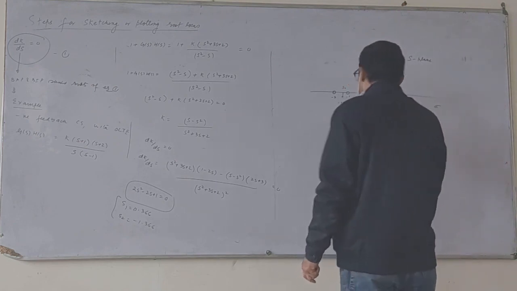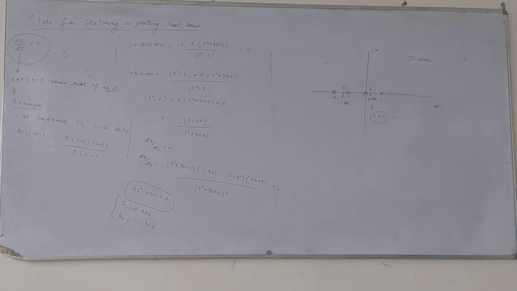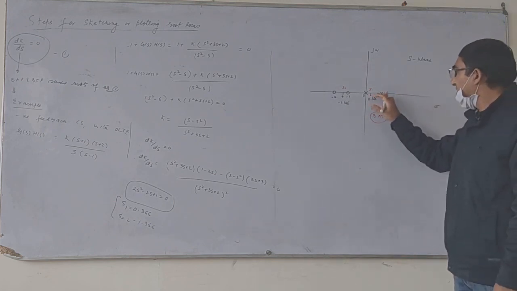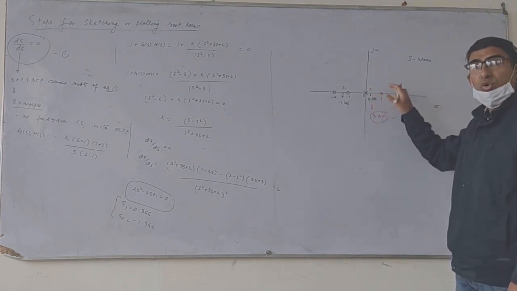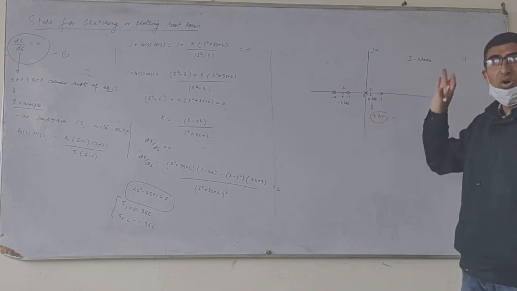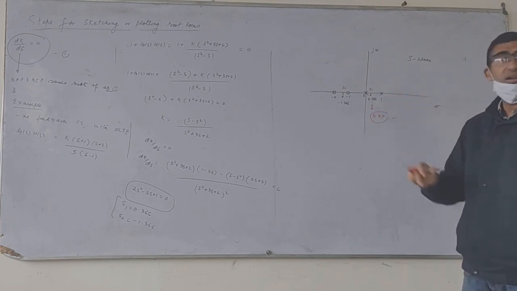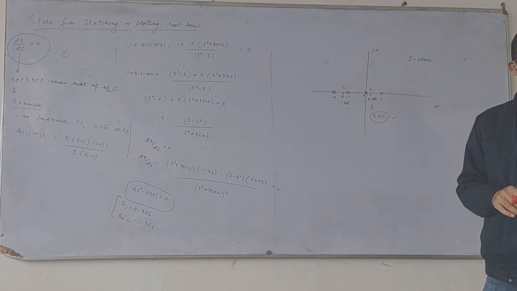There is no problem in this. This is a breakaway point. All the three conditions it satisfies. Number 1, it's a root of this dk by ds equal to 0. Number 2, it exists between the two adjacent poles. Number 3, it's a portion of the root locus. Why? Because the summation of the poles plus zeros to the right of this is an odd number, and that is definitely odd. So it's a breakaway point.